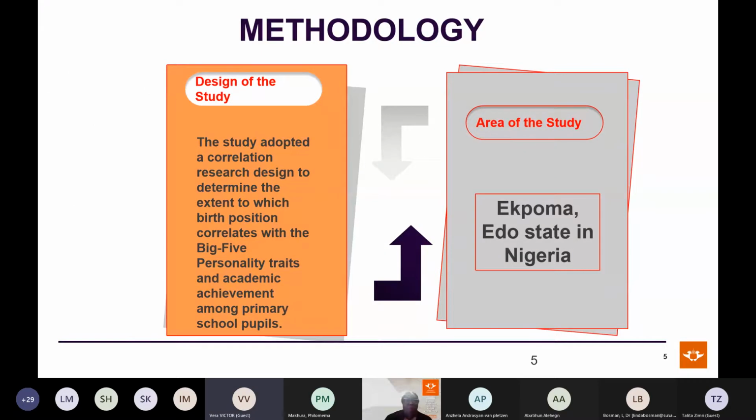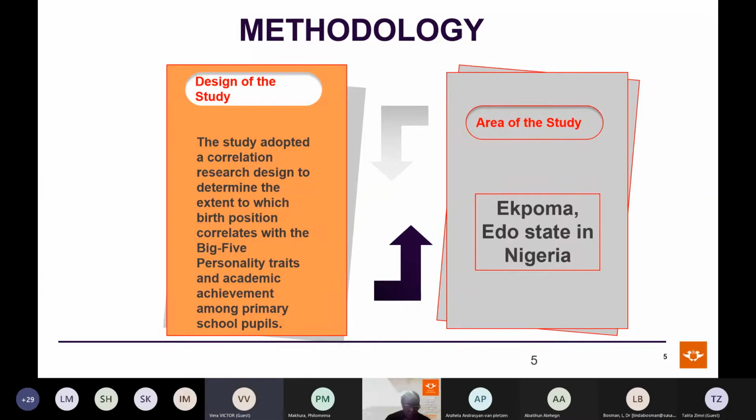The population of the study and the sample size consists of 266 primary 4 pupils, representing 214 families. The area of the study is a place called Ekpoma in Edo State, South Nigeria.